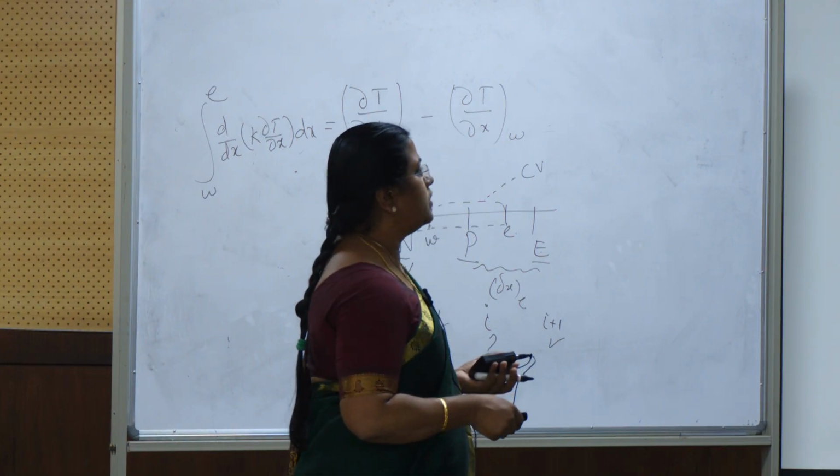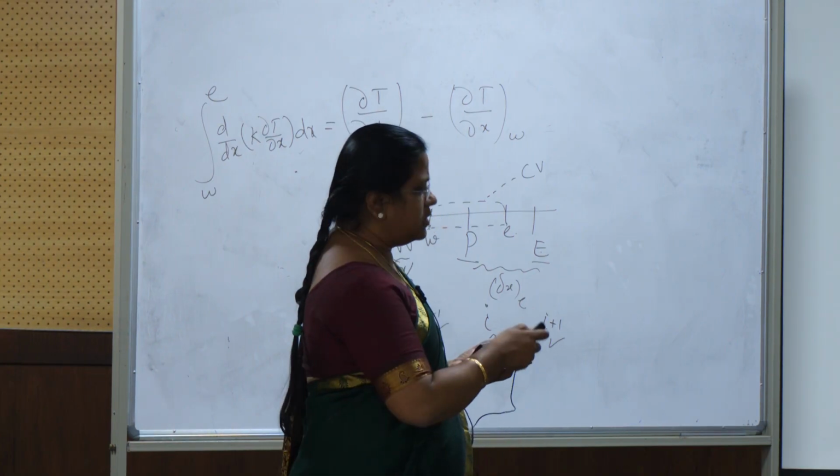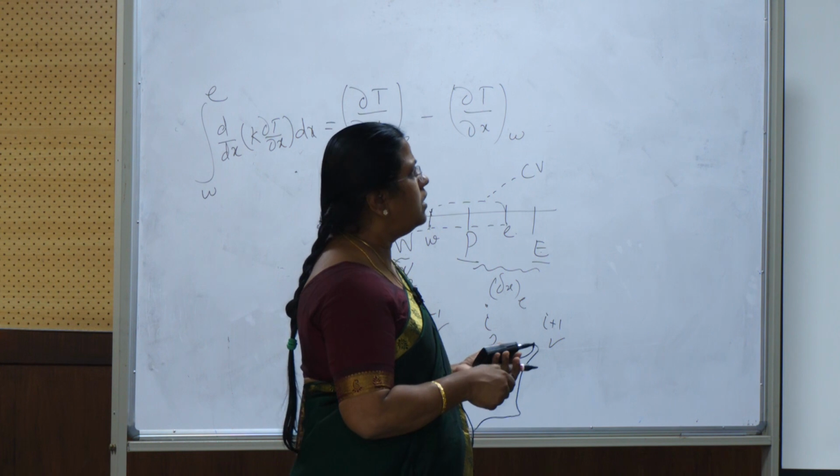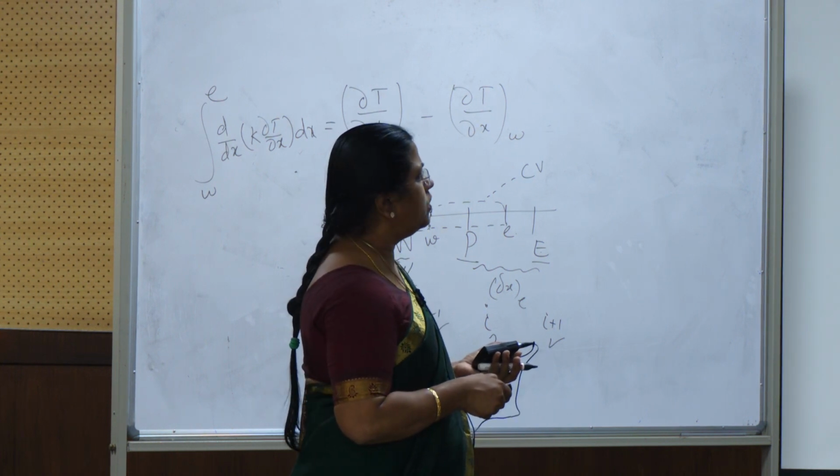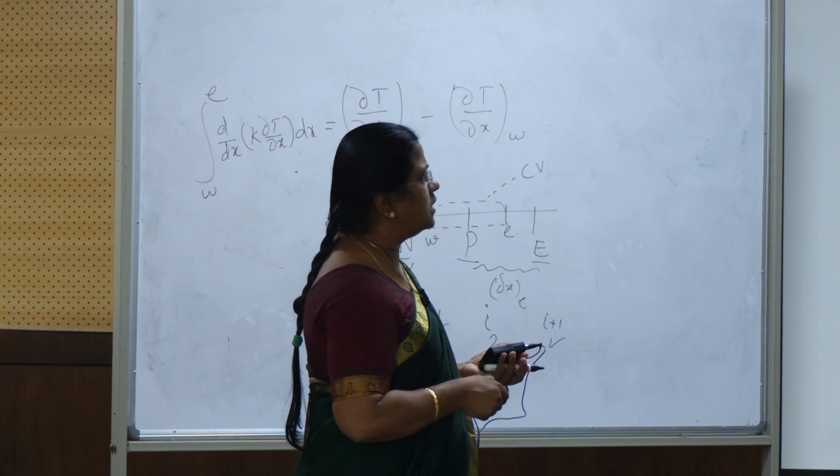What is the meaning of that one is, the control volume is situated in between two nodal points. Capital W, capital P is there, and this is the control volume.